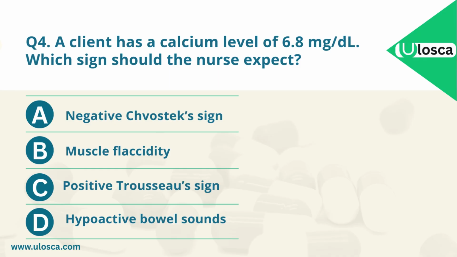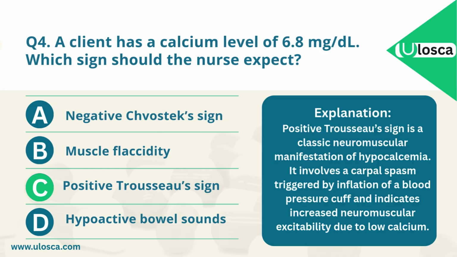The correct answer is C. Positive Trousseau's sign. Explanation. Positive Trousseau sign is a classic neuromuscular manifestation of hypocalcemia. It involves a carpal spasm triggered by inflation of a blood pressure cuff and indicates increased neuromuscular excitability due to low calcium.